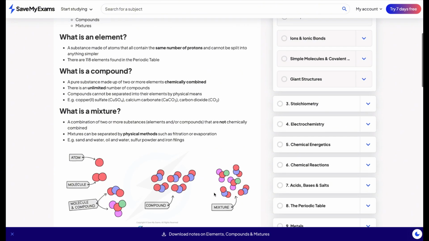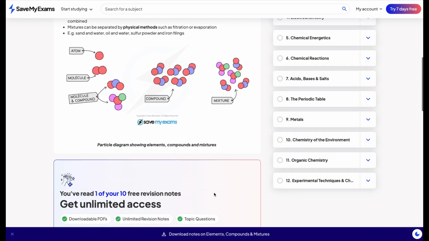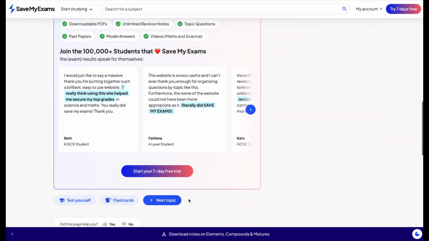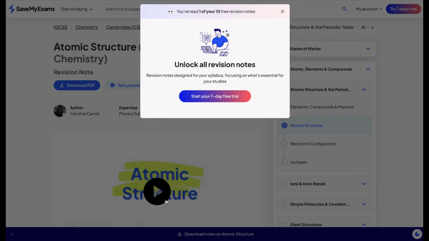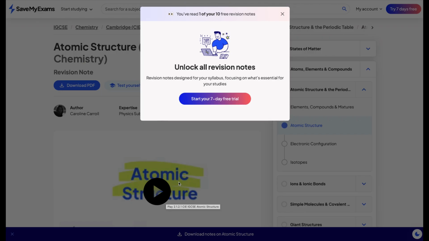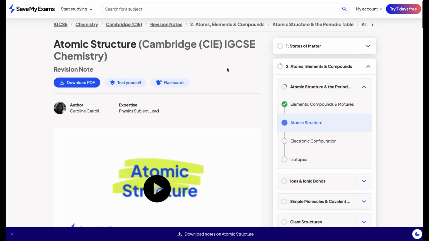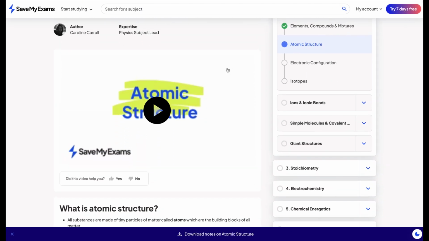Now with this, we go to the next section of today's class. Now that we understand element, compound and mixture, we go to the next one. Before we go to the next one, we're going to look at the atomic structure. Before we do that, let's listen to this tutorial.